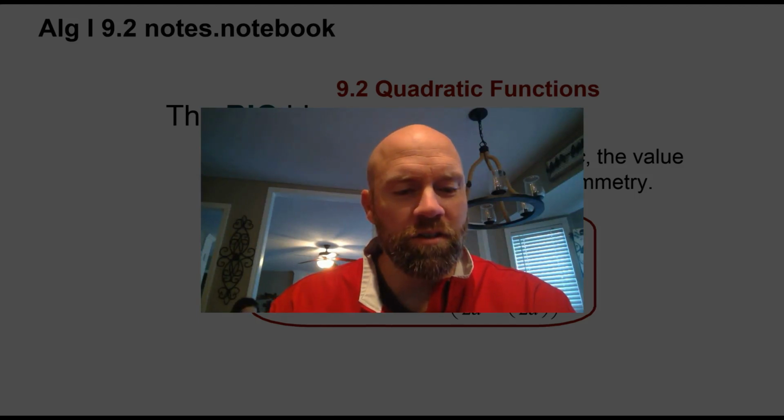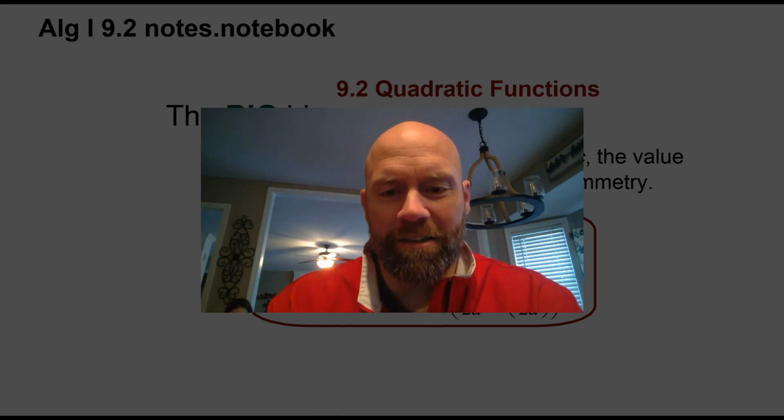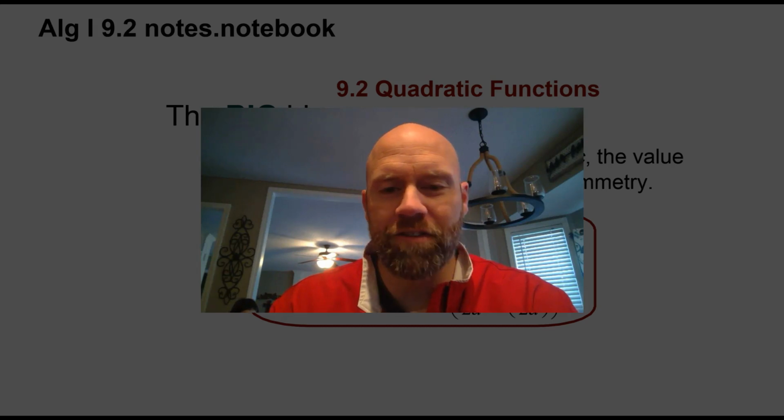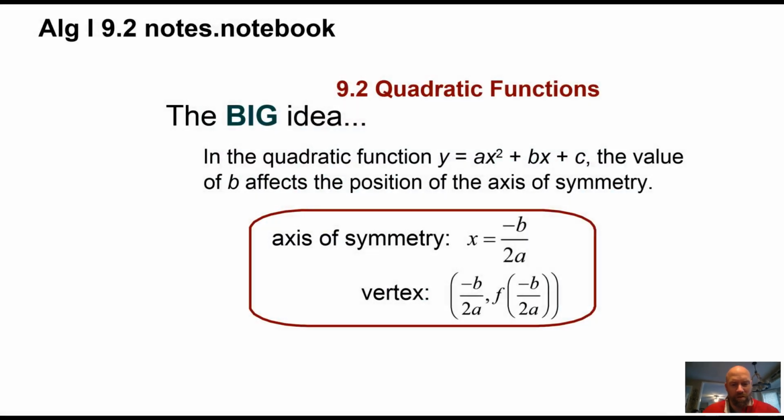Hello, Algebra 1 students. These are your notes on quadratic functions, your 9.2 notes, and you're going to have some things in here that you're going to need to memorize, so be aware of that. Here we go. We're going to talk about quadratic functions, and the big idea is that in a quadratic function, y equals ax squared plus bx plus c, the value of b affects the position of the axis of symmetry.